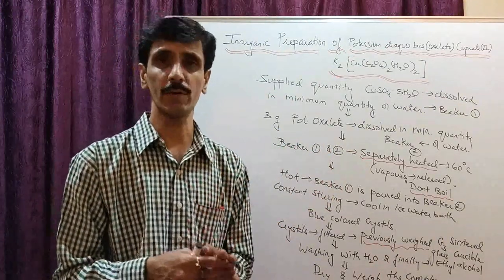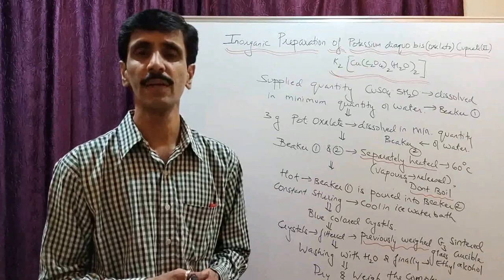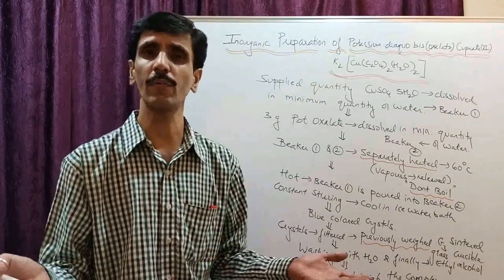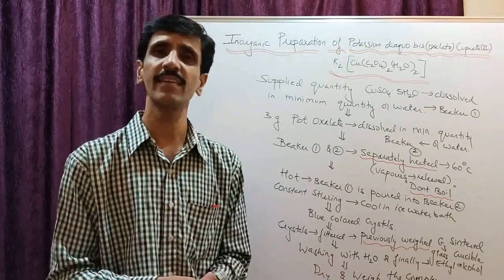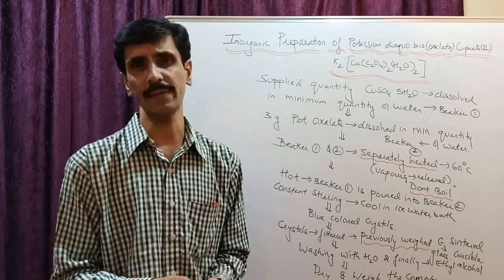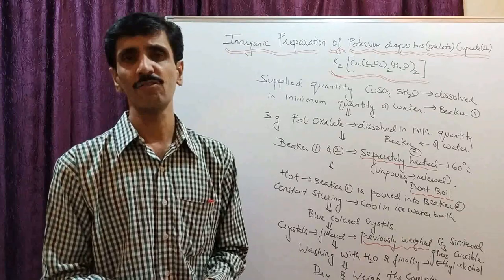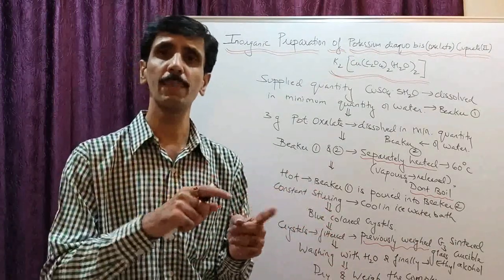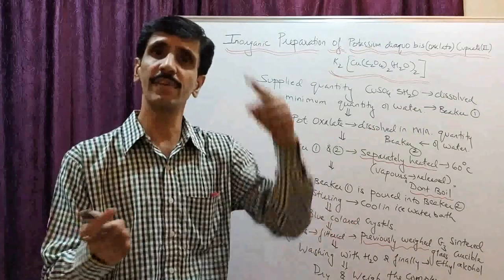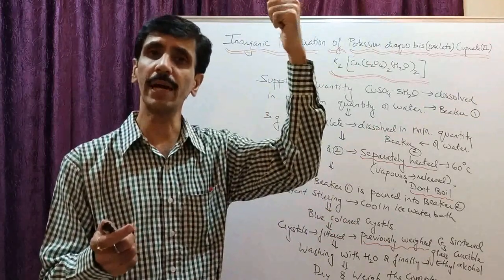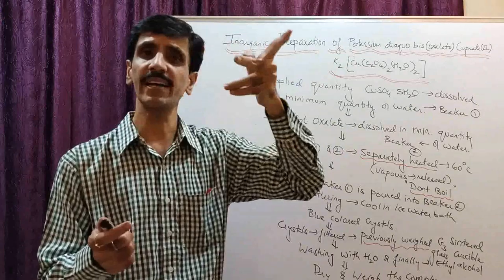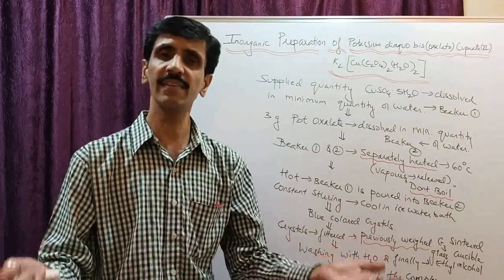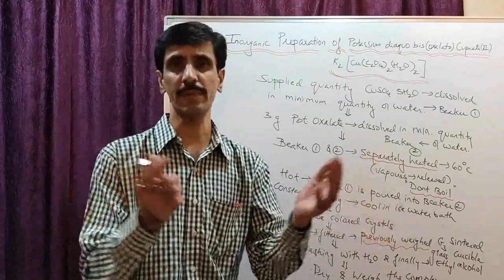Not the coordinated water molecule, the excess of water molecule. Dry it in an oven, at a temperature of around 105 to 110 degrees Celsius. And then finally, you are going to do the weighing. Alright? So when you do the weighing the second time, it will be the crucible plus the complex. We had only the weight of the empty crucible, so the difference of that will give you the weight of the complex. And hence, this is a quantitative experiment.